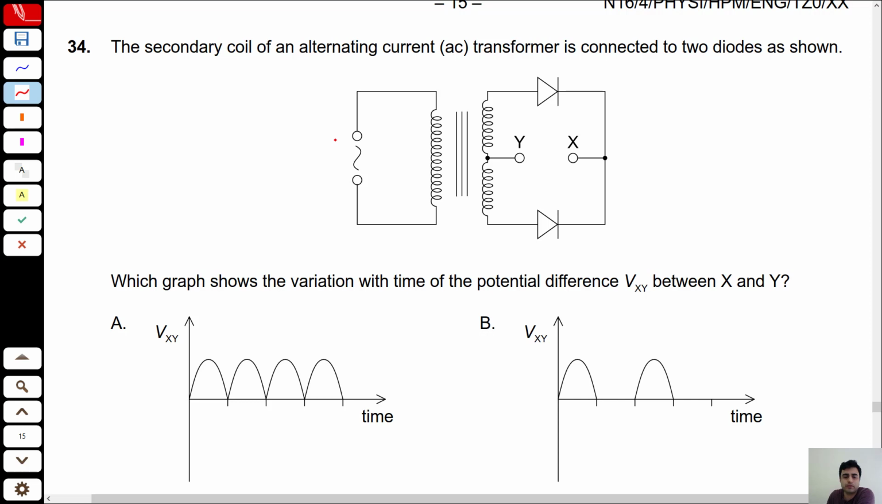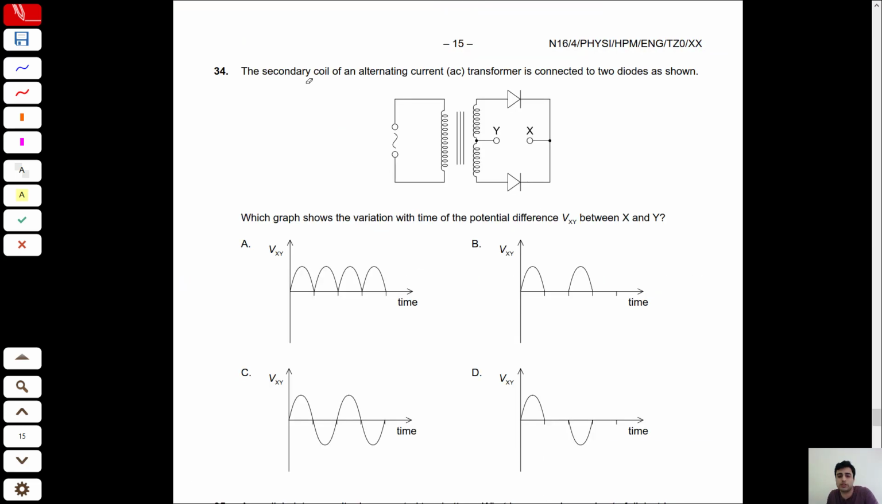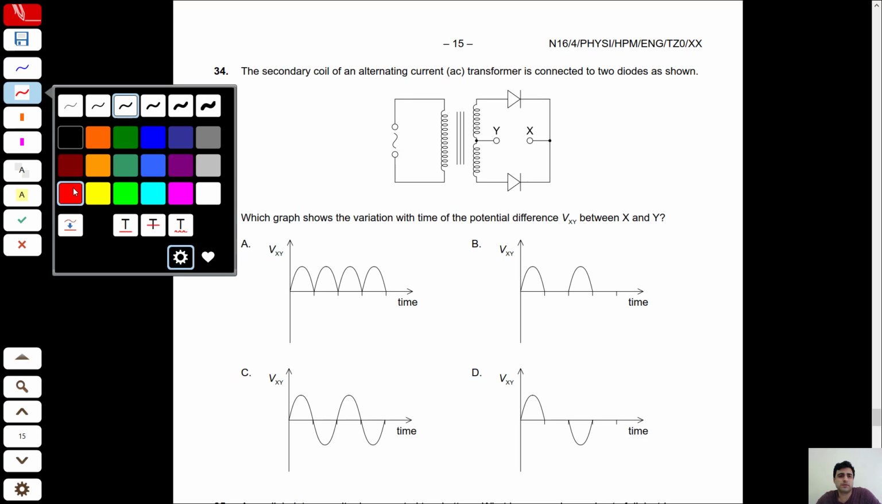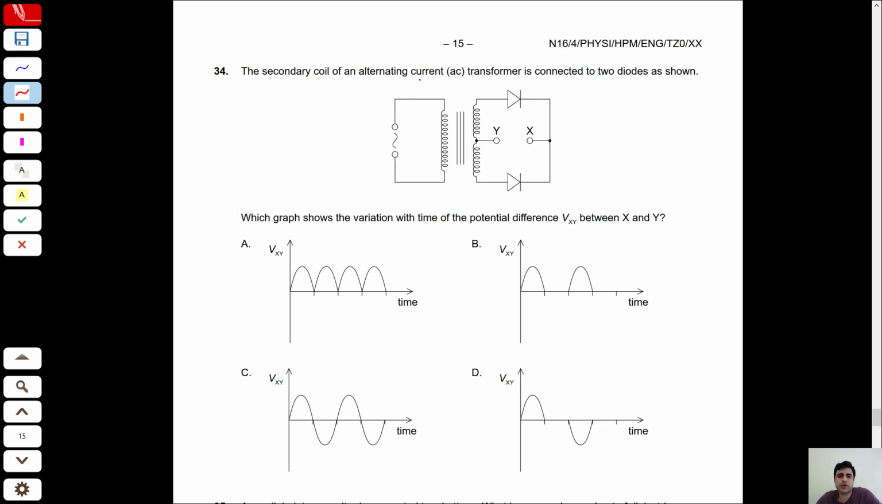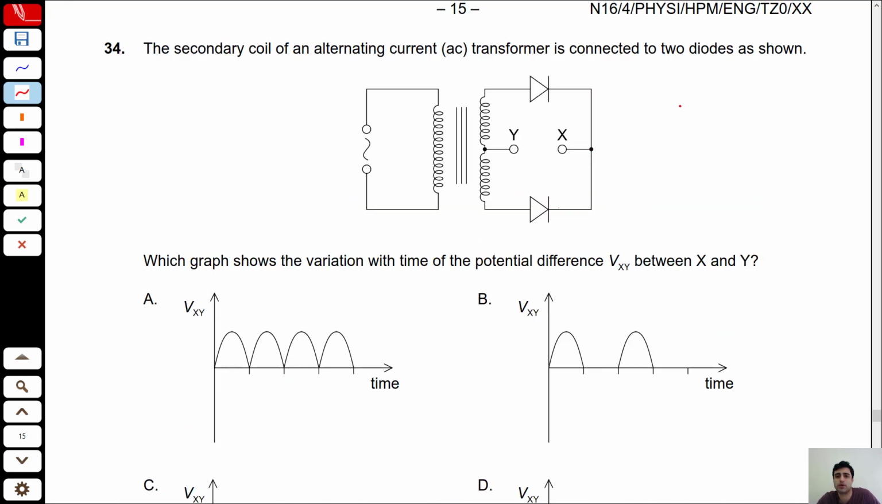Because this is an AC transformer, in an AC transformer the current changes its direction, from positive to negative, negative to positive. So let's draw. This will become positive. Imagine this one case. The secondary coil of an alternating AC transformer is connected to two diodes as shown below. A diode only allows unidirectional flow of current, so it doesn't allow any backflow of current. If we have a diode here, it only allows current to go in the forward direction. It doesn't allow any backward flow of current.